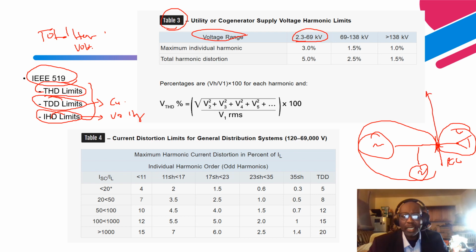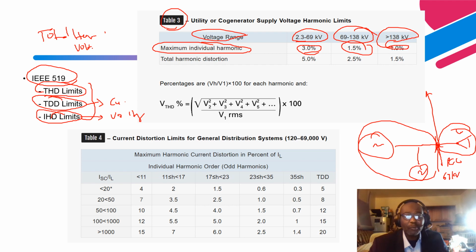So the standard says that you should comply as a generation unit within these limits. If you have up to 69 kV over here, this should be your maximum individual harmonics. So between 2.3 to 69 kV, the maximum should be 3%. Then between 69 to 138, it should be 1.5%. Then greater than 138, it should be 1%. This is the individual harmonics based on voltage.